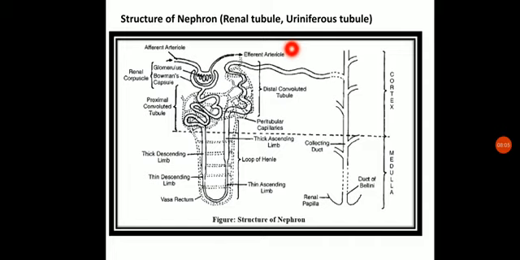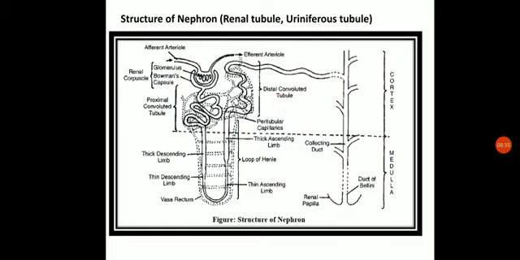Now it is around 3 cm long. Write it down. Each nephron is around 3 cm long and around 20 to 60 millimeter in diameter. Each nephron consists of mainly two parts. You have to note it down.